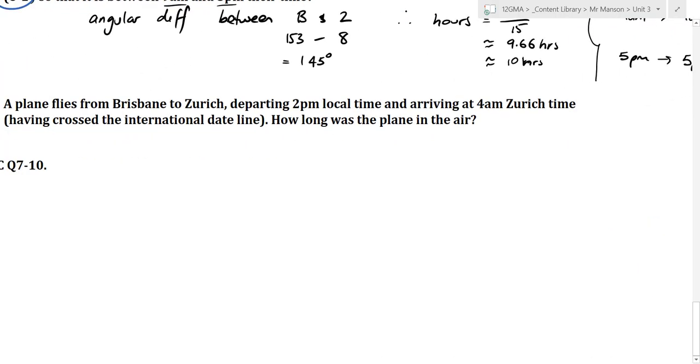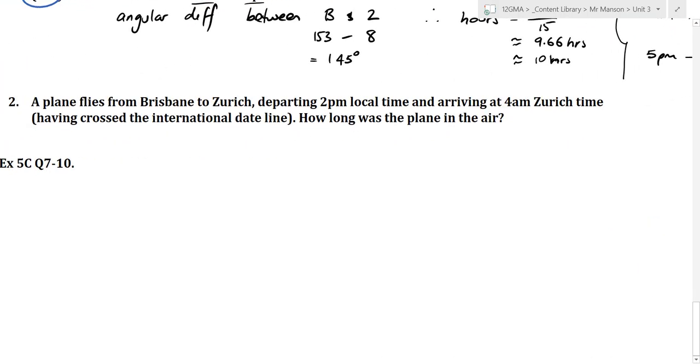A plane flies from Brisbane to Zurich departing 2 p.m. local time and arriving at 4 a.m. Zurich time, having crossed the international date line. How long was the plane in the air? So the first thing is to convert these times so that they're in the same time zone, and then we can work out how long it was in the air. Also, it crossed the international date line. So we're going to take that into consideration as well.